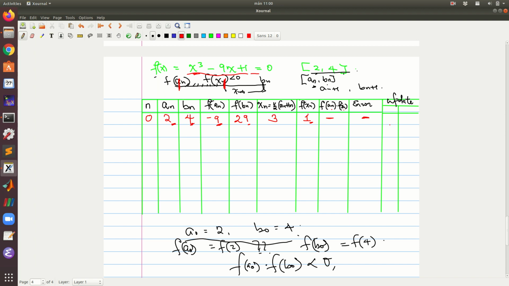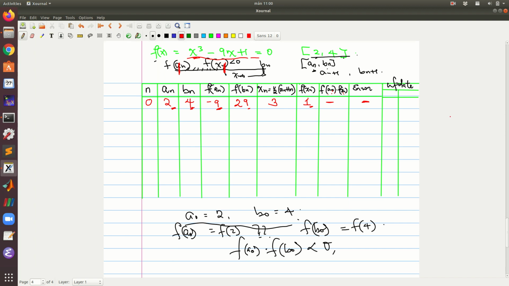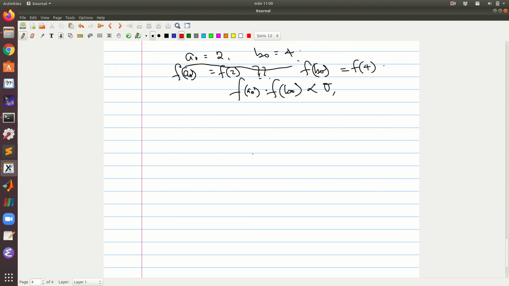And then we update. Okay, now that we are sure that the root lies between an and xn, because the product of f of an and f of xn is negative, therefore we know that our an plus 1... let me just put something here just to remind us. Okay, so this is what we have initially. We have a naught and then we have b naught.